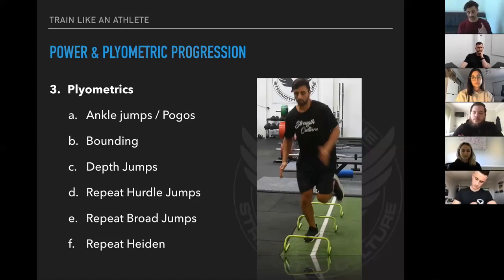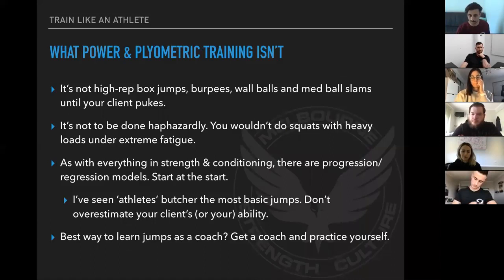All right, so the mega rule with this: start of the session, relatively low reps. I wouldn't program more than 5 hurdle jumps on each side, or even 3 or 4 broad jumps. Things like that. You don't need too much. Power and plyometrics, it's not high rep box jumps. It's not burpees. It's not wall balls till you puke. It's not med ball slams till you puke either. It's about high quality power output. If you are not putting 100% intensity into it, whether that intensity is influenced by fatigue or otherwise, it's not power training because you're not exhibiting power if you're cooked, or if the client's cooked.